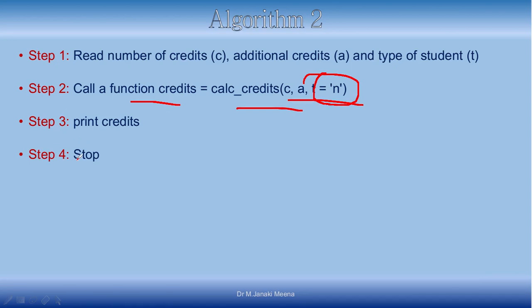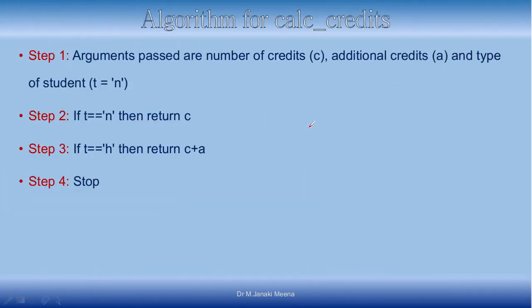Okay, let us see the algorithm for calc credit. The arguments passed for this function are number of credits, additional credits, and type of the student. You are checking here, if type of the student is N, normal student, then you are just going to return C. If the type of the student is H, that is he is aiming for honors, then the total credits that should be earned by him is C plus A.